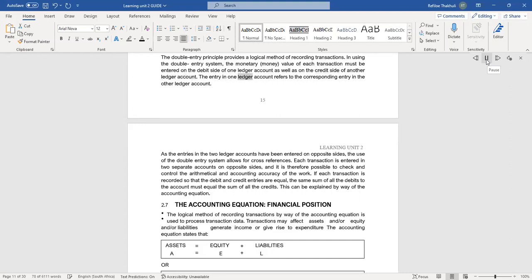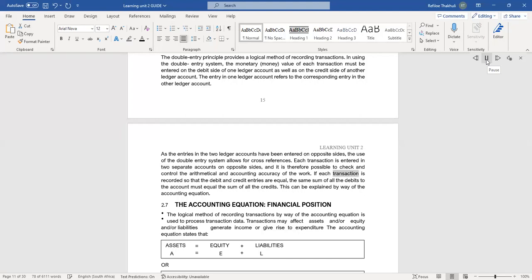The entry in one ledger account refers to the corresponding entry in the other ledger account. As the entries in the two ledger accounts have been entered on opposite sides, the use of the double entry system allows for cross-references. Each transaction is entered in two separate accounts on opposite sides, and it is therefore possible to check and control the arithmetical and accounting accuracy of the work.